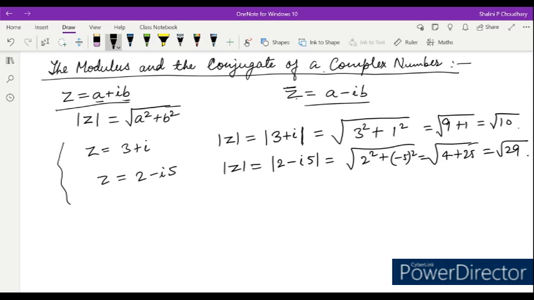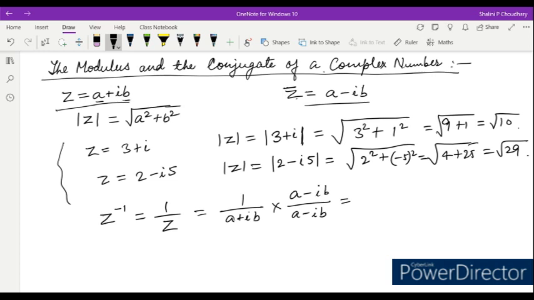Now you know what a multiplicative inverse is. If z is a complex number, then z inverse will be denoted as 1 upon z. It means 1 upon a plus ib. So how can we solve this? For this, we need to multiply with the conjugate of this, a minus ib. When we multiply the denominator with a minus ib, we need to multiply the numerator also by a minus ib.